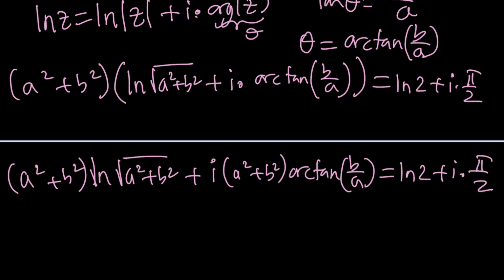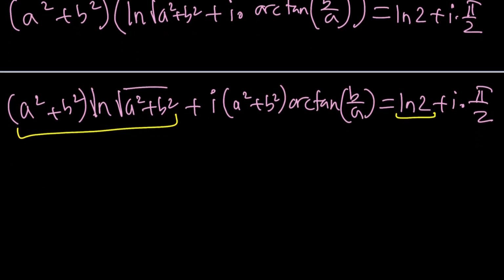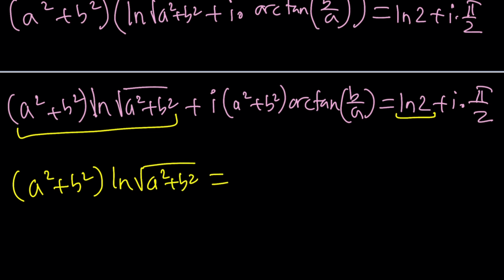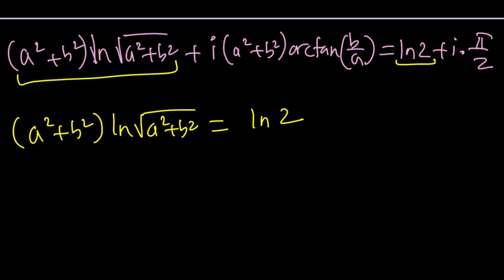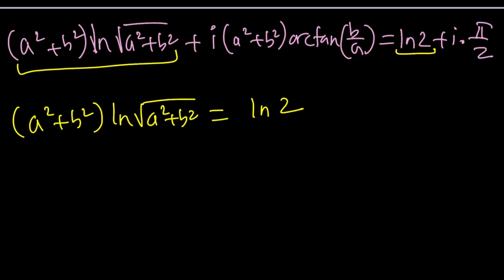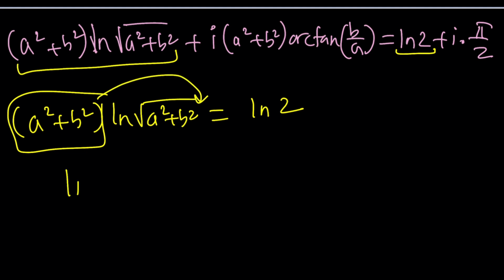Nice. Now, here's a couple options. First of all, notice that we can compare real parts to real parts, which is nice. So this gives us a squared plus b squared times ln of the square root of a squared plus b squared equals ln 2. Let's start with that because that seems a little simpler, I think. And then we can incorporate the second one. From here, I can basically make this a power, right? And put it over here like ln of this to the power of that.